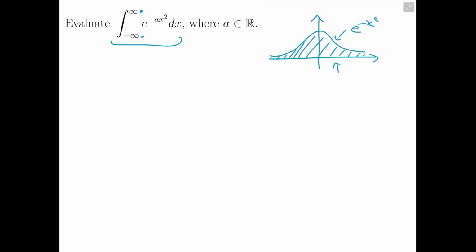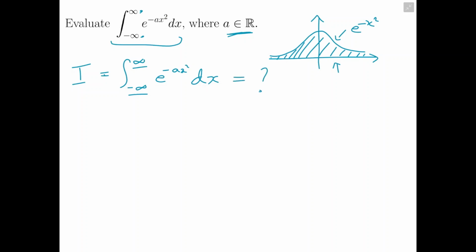So we're going to tackle this integral in what might seem like a convoluted way, but there is a method to my madness. So let's start by calling this integral I. So I is equal to the integral from negative infinity to infinity of e to the minus a x squared dx, and a is a real number. Because it's a definite integral with two limits, this will work out to be some number.